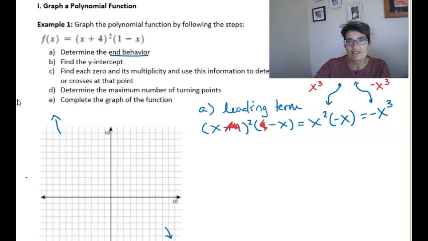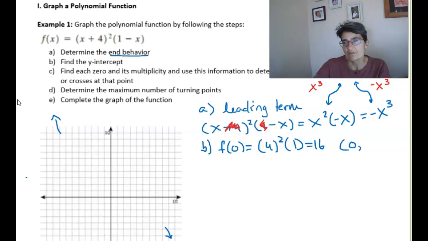Now let's find the y-intercept. For the y-intercept, we plug in x is 0, and we get 4 squared times 1, which is 16. So the y-intercept is (0, 16). Let's make that go up to 20. So 2, 4, 6, 8, 10, 12, 14, 16. So here's our y-intercept.